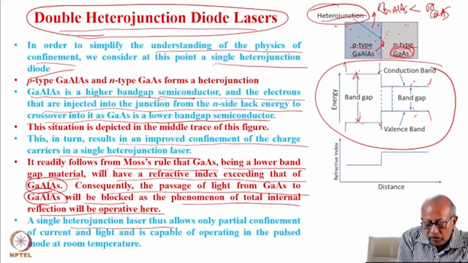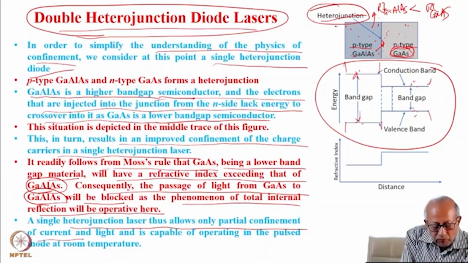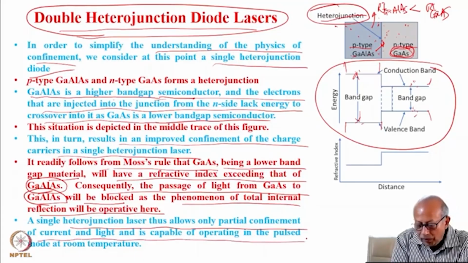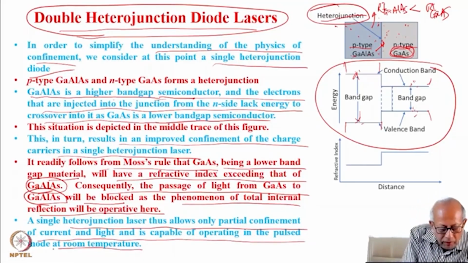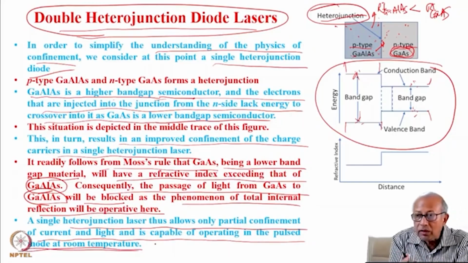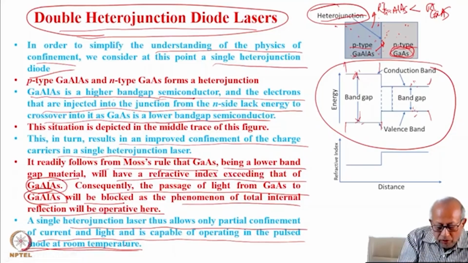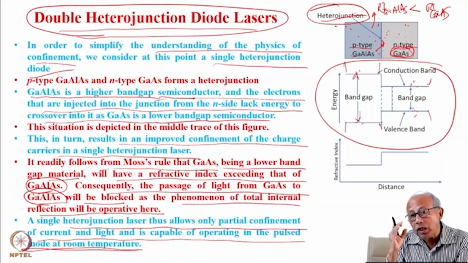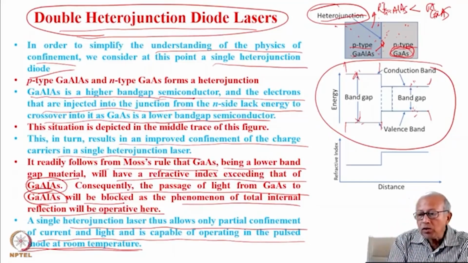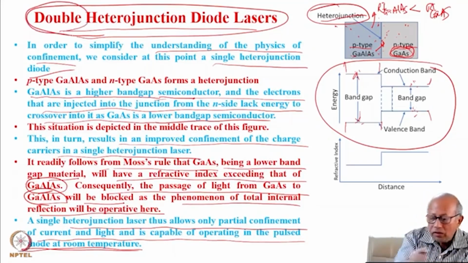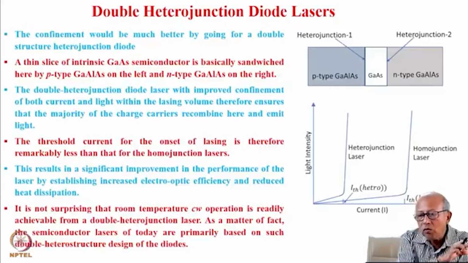A single heterojunction laser thus allows only partial confinement of both current and light and is capable of operating in the pulsed mode at room temperature. Although the electro-optic efficiency is better, even then it was unsuitable for continuous operation at room temperature. It worked in continuous operation at liquid nitrogen temperature, a step better compared to homojunction. So then we go over to the double heterojunction and see how it makes it work beautifully.